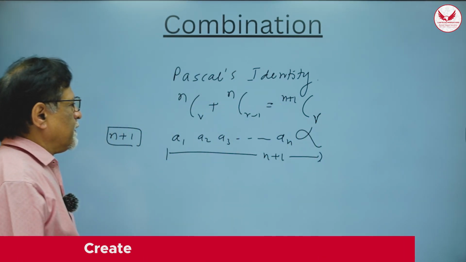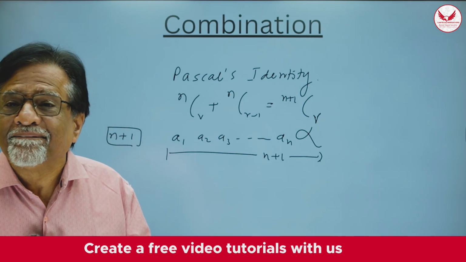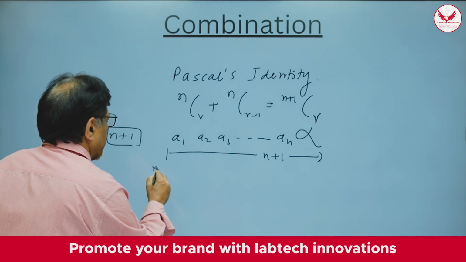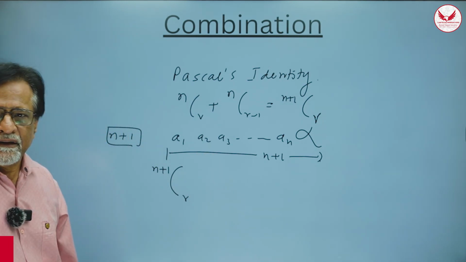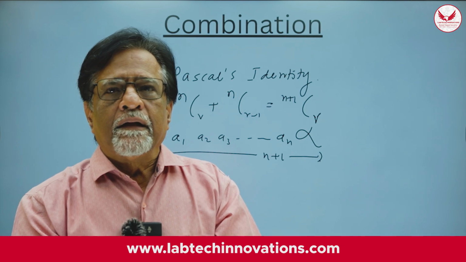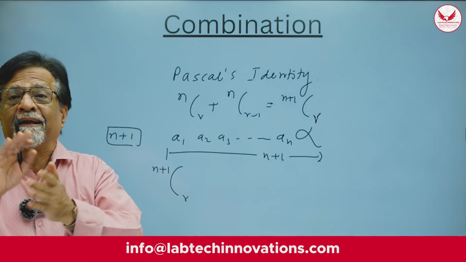Fine. Out of these n plus 1 objects, I want to select r. I want to select r. So what do I want to find out? I want to find out what is (n+1)Cr. Fine. So there are n plus 1 objects and I have to select r. Now, because alpha is different, I will calculate it like this.